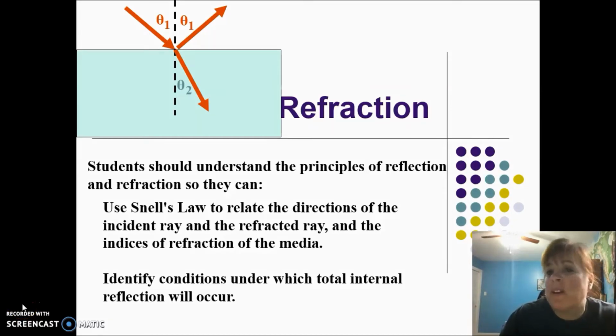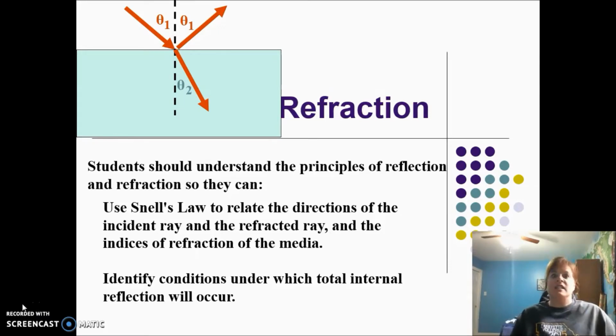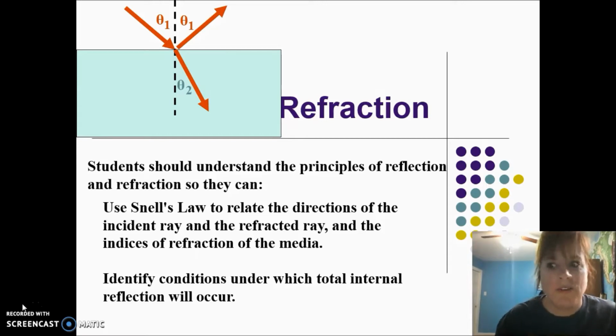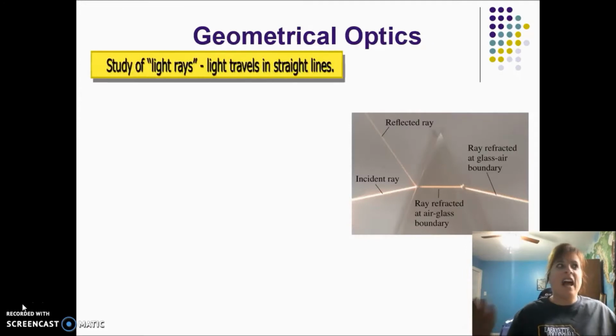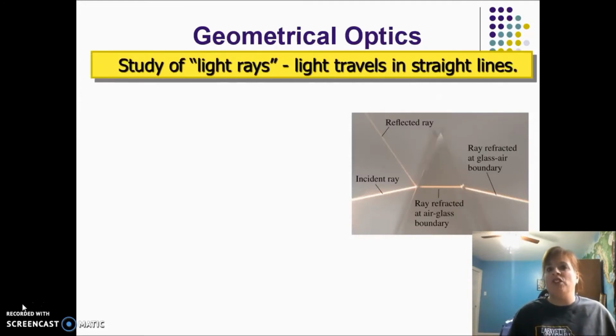In our third video on optics, we're going to talk about refraction. Refraction is what happens when light enters a transparent medium of different density. We're going to talk about Snell's law, the law of reflection, and total internal reflection. All right, now this is part of geometric optics, which is the study of light rays, Newton's big thing. And what Newton said is that light travels in a straight line.